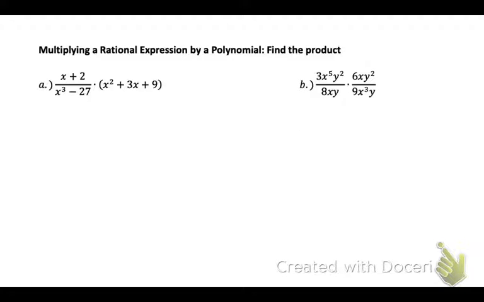All right, look with me at A. If we examine these rational expressions, you'll see that we do have some factoring to do. Now, in the denominator, x cubed minus 27. And 27, you can think of it as 3 that's being cubed.